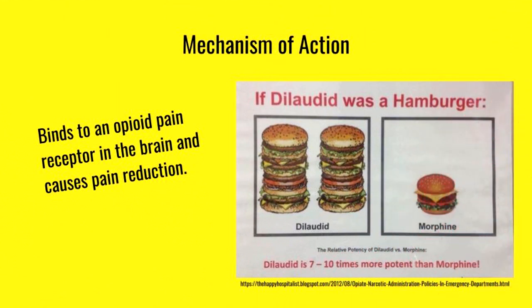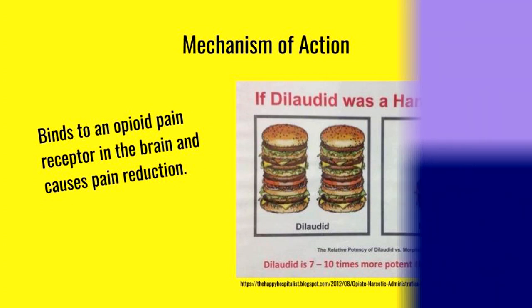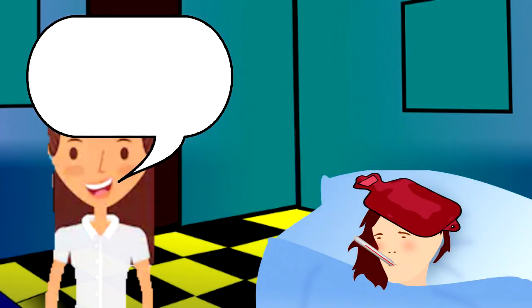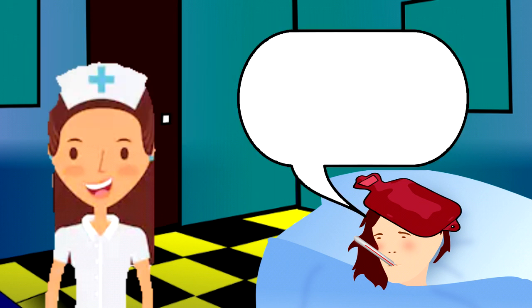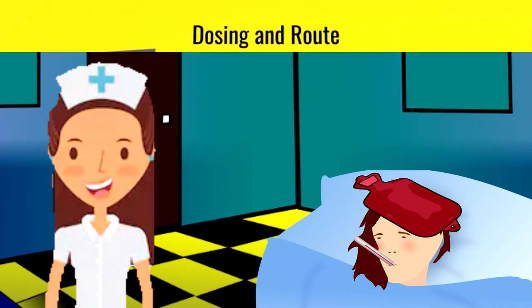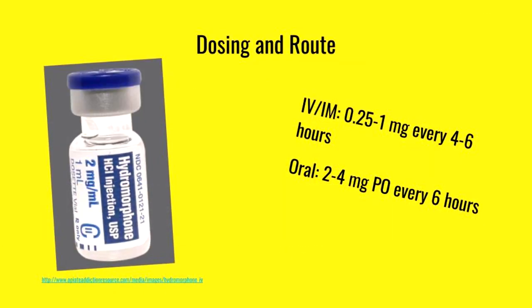Dilaudid binds to opioid pain receptors in the brain to reduce pain. This med can be given IV or IM or PO. Dosing depends on doctor. These are the common dosages.